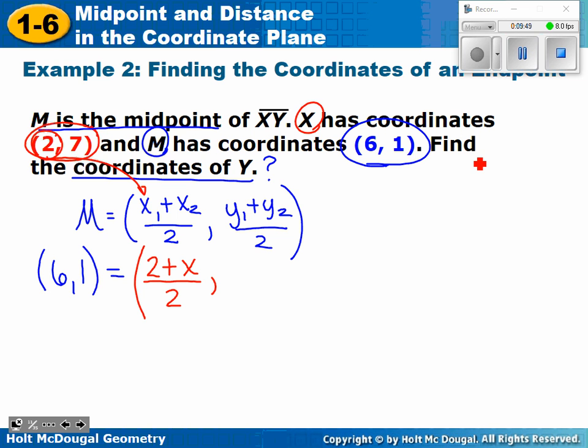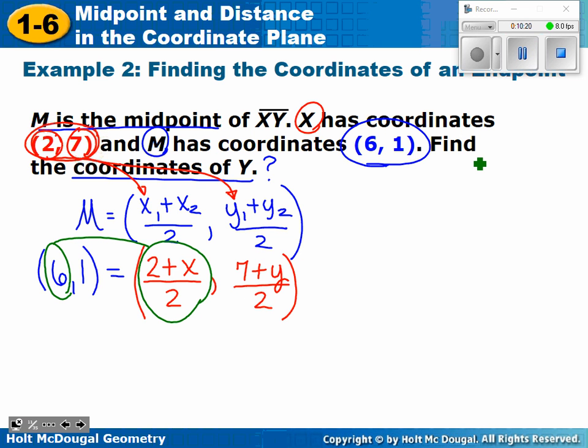And then we go to the y1 plus y2 over 2, and we know one of our y values is what? 7. So we're going to put a 7 in for one of them, but we're going to solve for the other one. So we substituted our midpoint, and substituted in one of our endpoints, 2 and 7. Now look at what you have. This ordered pair should equal this ordered pair. If that's true, then the part that comes before the comma should equal the part that comes before the comma.